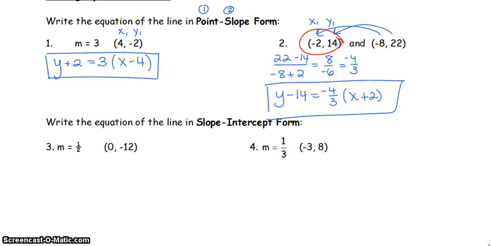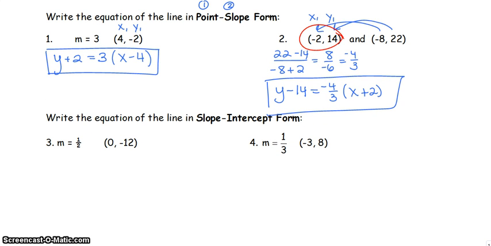Okay, so moving on from point slope form, next we have slope-intercept form. So if you're looking at the equation in slope-intercept form, you can see two things, the slope and the y-intercept. When we look at number 3, we're given the slope of 1/2, and then you're given a point. You have to determine, is this the y-intercept? We do know that this is our y-intercept because the x-coordinate is 0. Anytime the x-coordinate is 0, you are given the y-intercept. So we've got y equals mx, and our m is 1/2, our slope, plus your y-intercept, which is a negative 12.